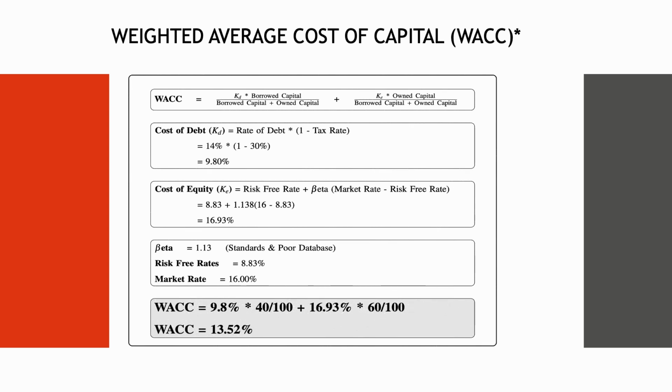Let's look at this. So, WACC, which is the weighted average cost of capital, equals KD, which is the cost of debt, into the quantum of borrowed capital divided by borrowed plus owned capital, overall capital, plus KE, which is the cost of equity, into the quantum of owned capital divided by overall capital, which is borrowed capital and owned capital, right?